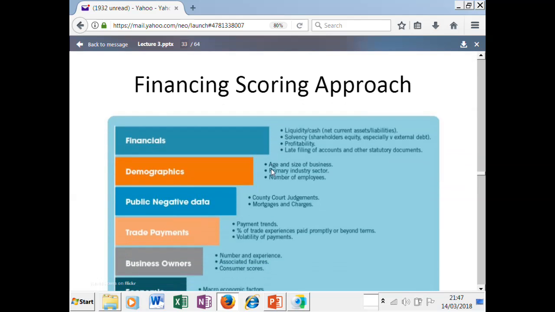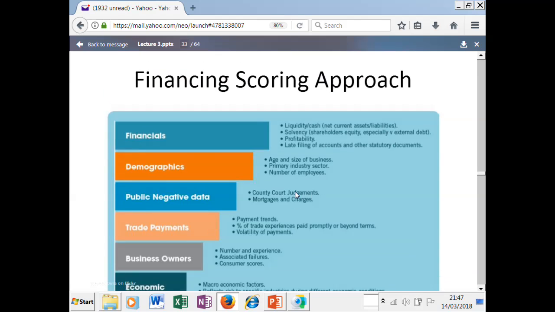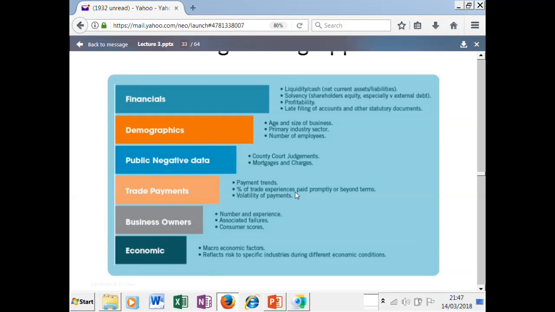Okay, financing score approach. We can look at financial, demographic, public negative data, trade payment, business owners, and also economic. These are certain of the financing score. Tapi this is not being done in Malaysia. This is being done in the US and Europe. They have this, we call it the financing score.